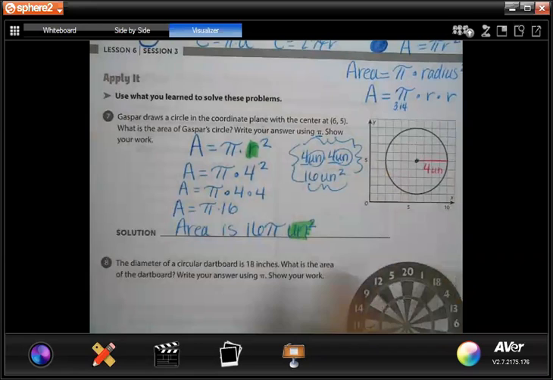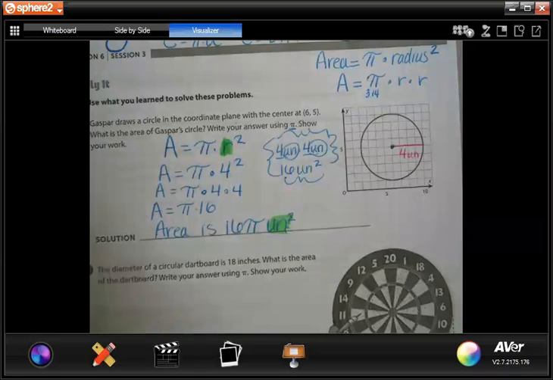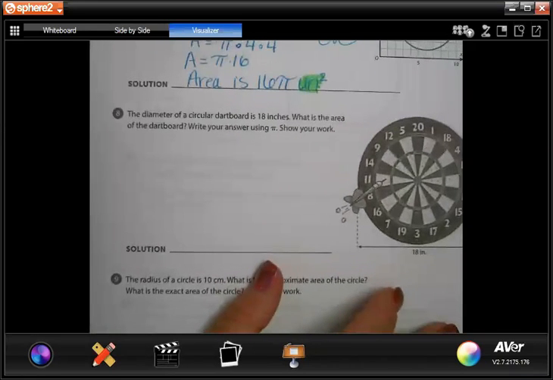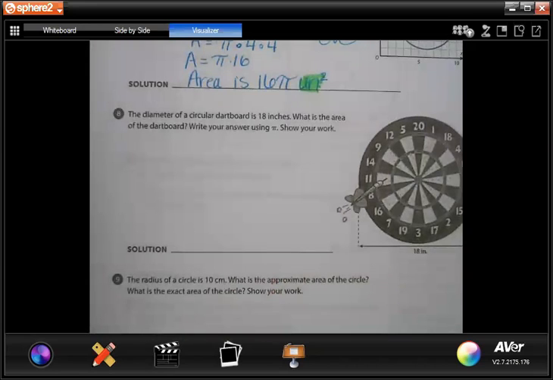So that is what we get for the area of a circle on a coordinate plane that has a radius of 4. Look at this one. This one says the diameter of a circular dartboard is 18 inches. What is the area of the dartboard? Write your answer using pi.